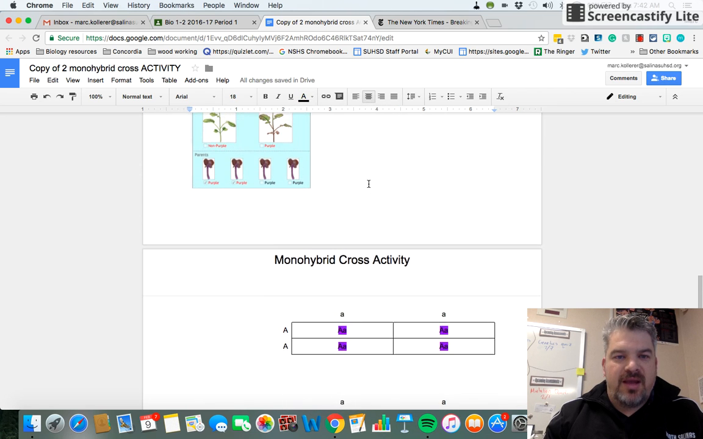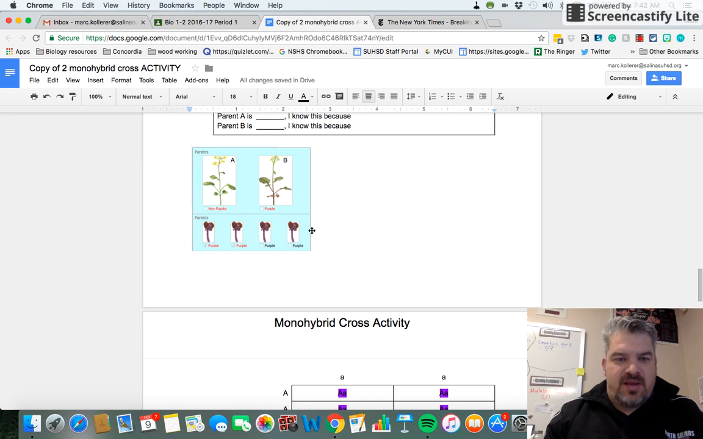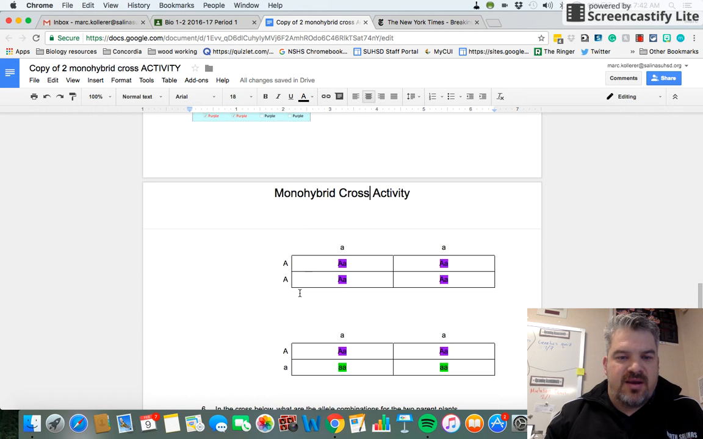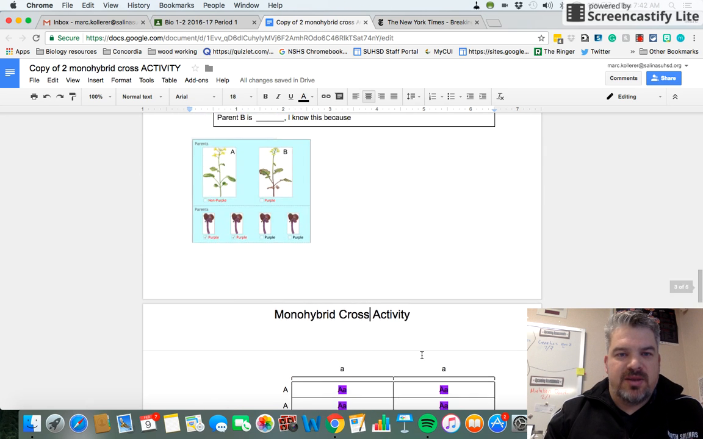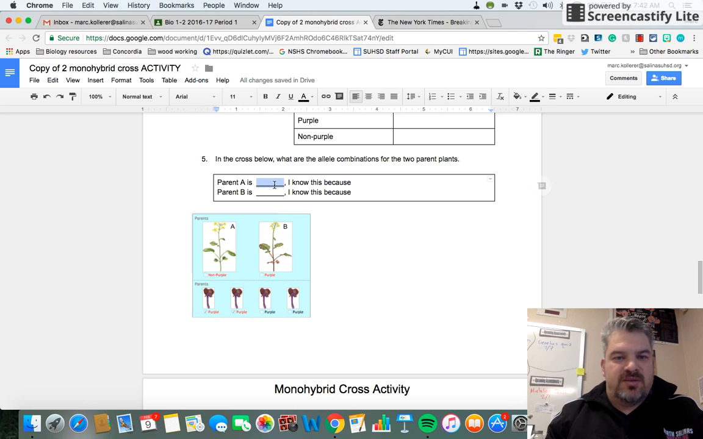So I look back at my offspring, and in this example, 100% of the plants are purple. So I know that the parent had to be big A, big A. It couldn't be big A, little a, because then we would expect 50% of the offspring to be non-purple. So I'm going to type that in.